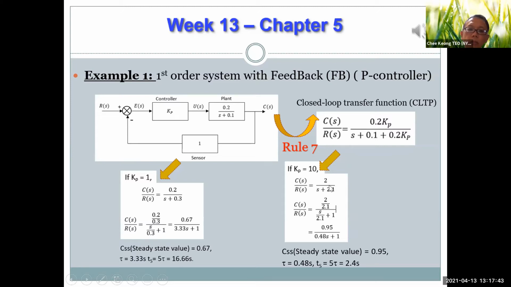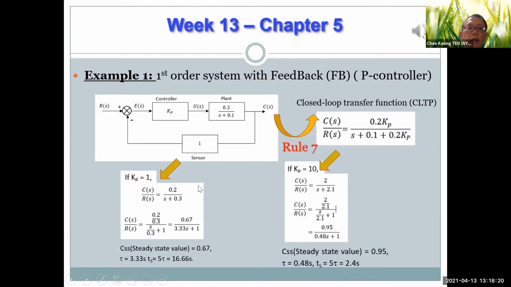Now again, in order to compare with the first order system, you got to normalize this to be 1. So you divide by 2.1 throughout for all the items. On top, if you divide by 2.1, it is 0.95, and the bottom is 0.48s plus 1. So from here, your steady state gain went up from 0.67 to 0.95, right? And of course, your tau reduces from 3.33 seconds to 0.48 seconds. And your settling time, which is 5 tau, has reduced drastically from 16.66 seconds to 2.4 seconds.